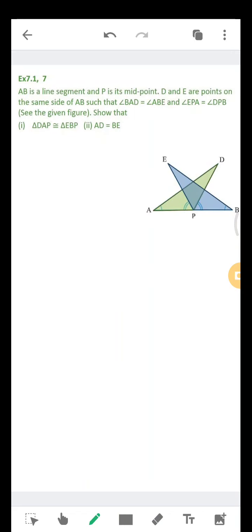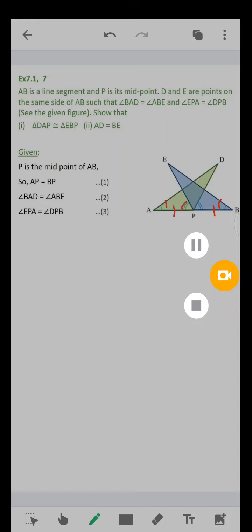In the same way, you have to do this problem, question number 7 also. Same thing should be done here. You have to add the missing part here. Okay, let's check out quickly what's given. P is the midpoint of AB, so AP is equal to PB, I can say, and BAD, this angle, is equal to ABE. This is given to us. And EPA is not the complete angle of the green colored triangle. You can see EPA is a part of the green colored triangle.